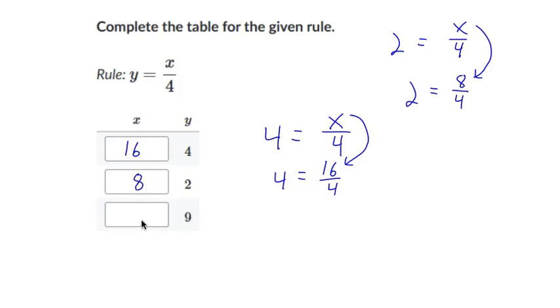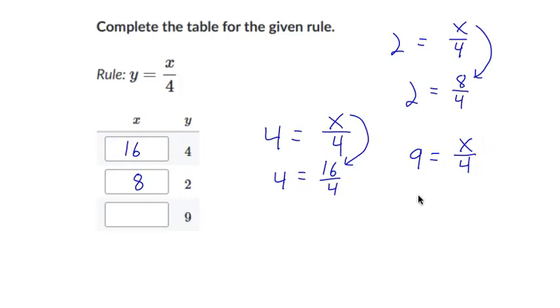We're cruising right along here. We have 9 for our y. That's going to equal some number x divided by 4. Okay, so we need to have a number, divide it by 4, and end up with 9. Well, this is going to be a little bit bigger here.